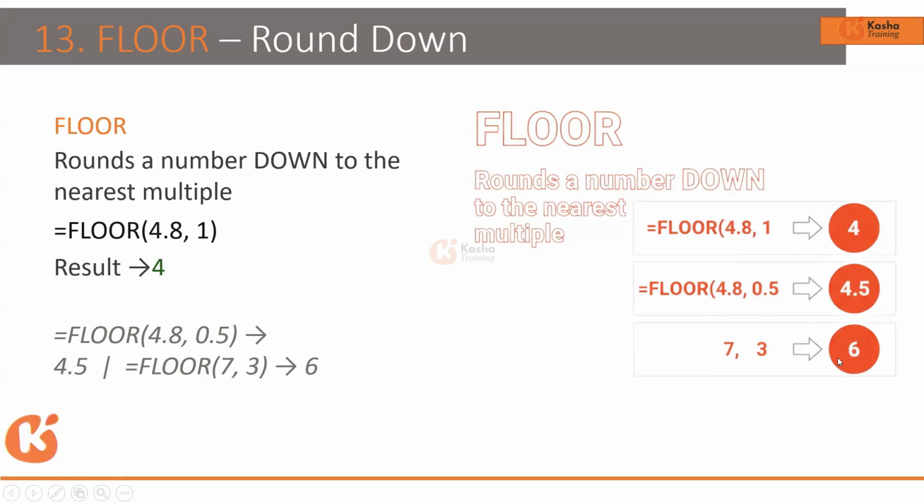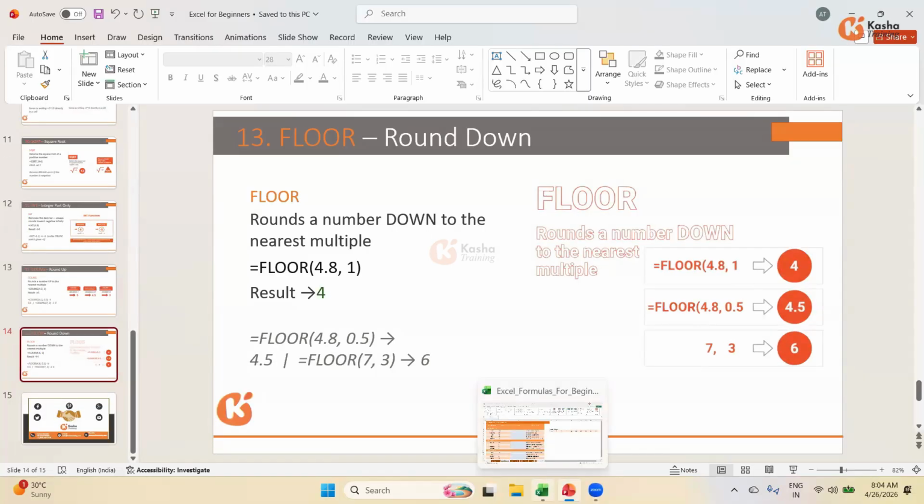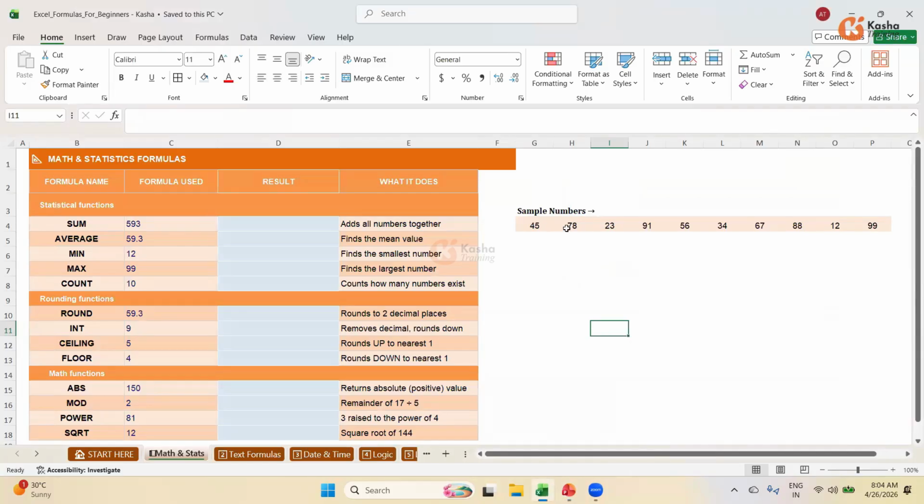So that's the example on the Excel sheet. Here this is my Excel sheet, Excel for beginners, and here you can see this is my sample data. We have divided the maths and statistics into basic functions: the statistical function, the rounding function, and then the math function. Let's see how we can do it.